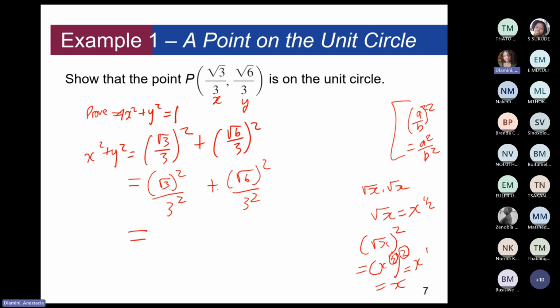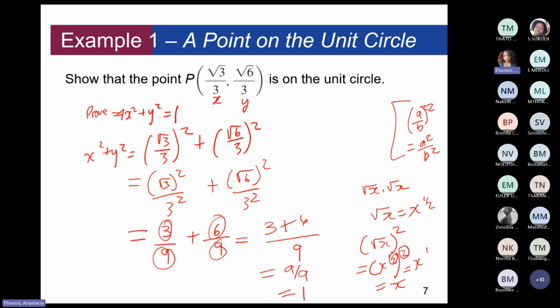Meaning that if you square the square root of 3, it will just become 3 over 9 plus 6 over 9. Because the denominators are the same, you keep the denominator the way it is and add the numerators. So this is 3 plus 6, which is 9 over 9, which is equal to 1. Therefore, since this is equal to 1, this point is on the unit circle.